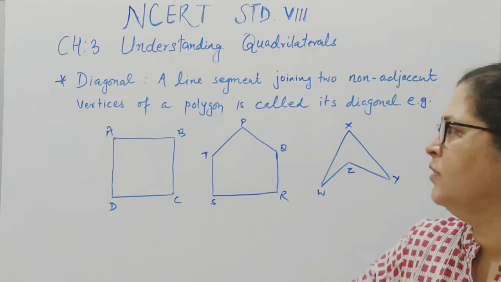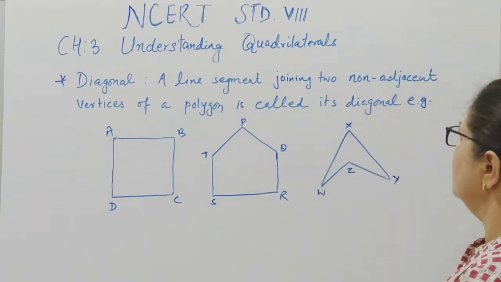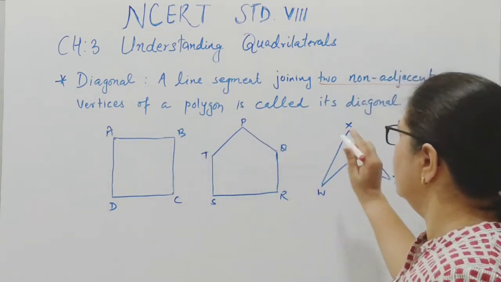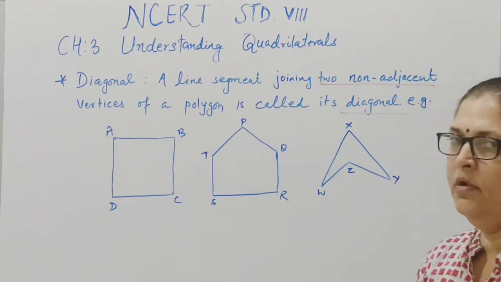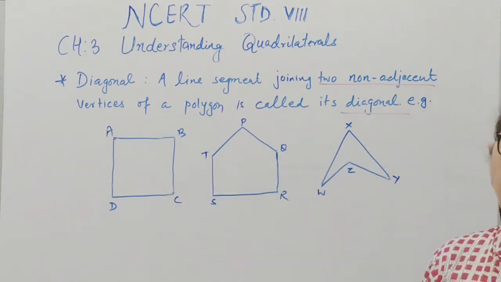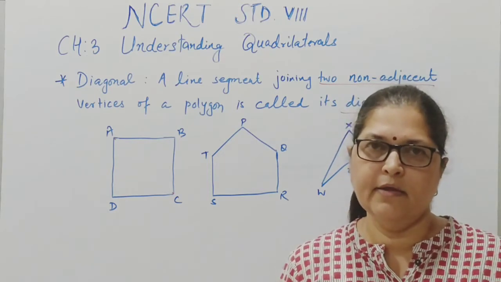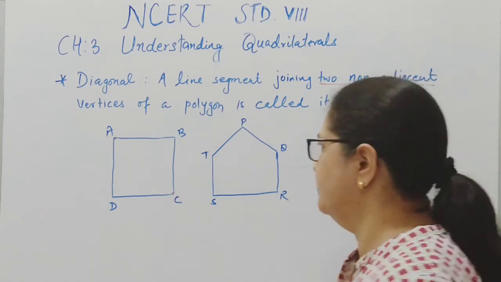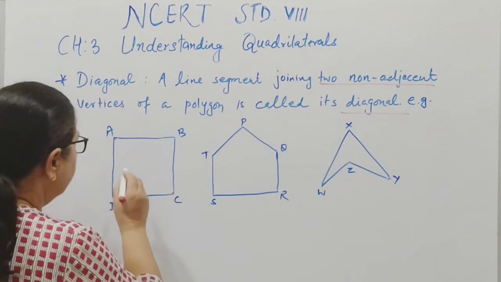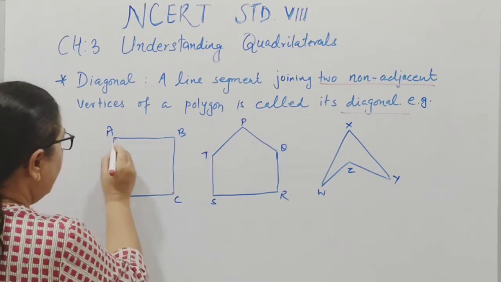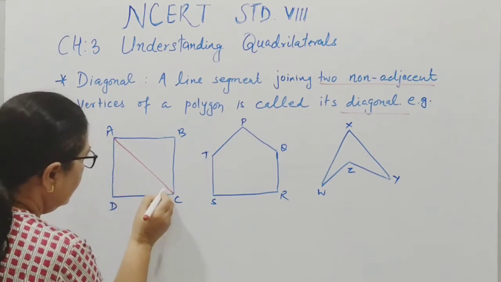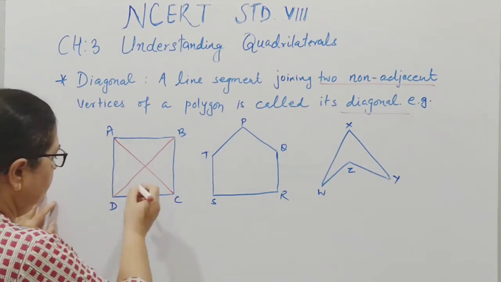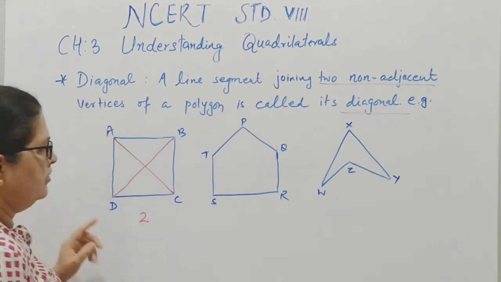Next, diagonal. A line segment joining two non-adjacent vertices of a polygon is called its diagonal. Here we have three polygons. Let us try to draw their diagonals by joining non-consecutive or non-adjacent vertices. Here ABCD is the quadrilateral. Its non-adjacent vertices are A and C and B and D. So a quadrilateral has two diagonals.